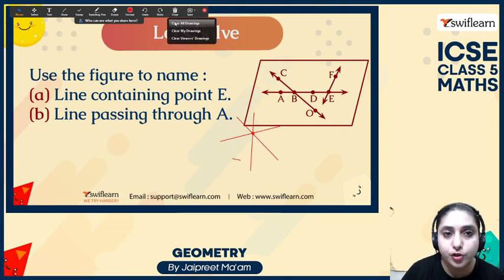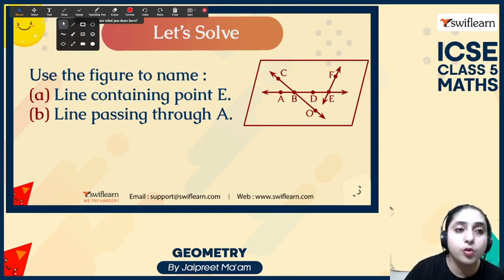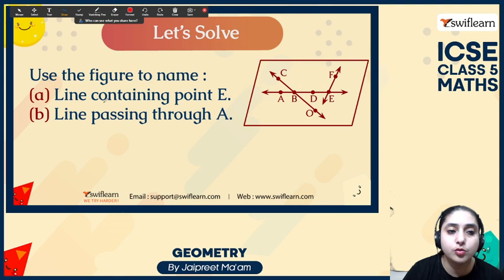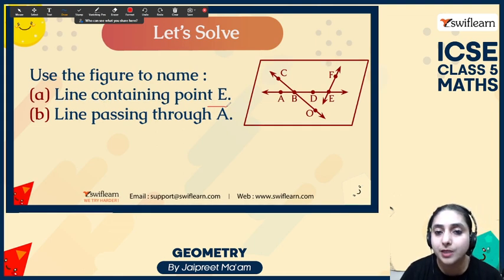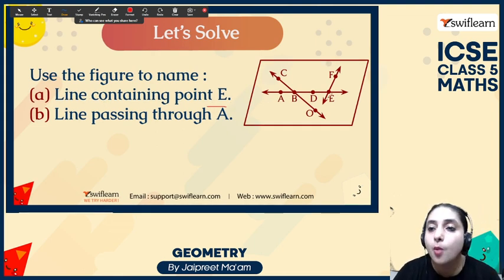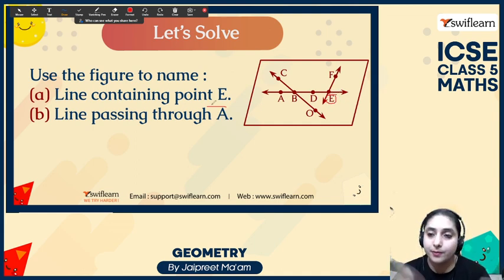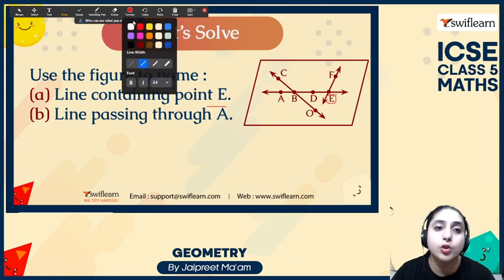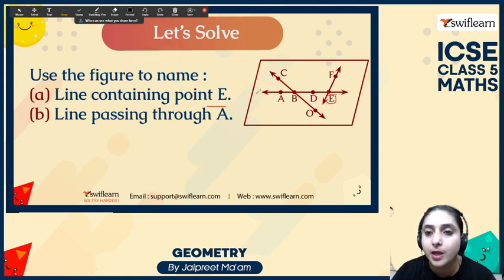Let's do some more questions. Now look and try to answer. Line containing point E, try to answer in the comment box. So this is point E, right? So for a line containing point E, which line has point E? This is what I told you. What is the definition of a line? It's not between the two lines. So we can say on line AE.